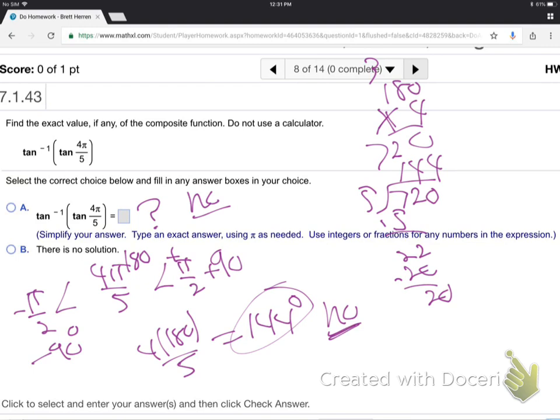So the answer is not going to be 4 pi over 5. Well, how do you find it then? You've got to find the same angle representation that is in the zone. The answer is going to be in the zone, in the first or fourth quadrant. So how do we find that same answer in the zone? What's the same as 4 pi over 5 in the zone?